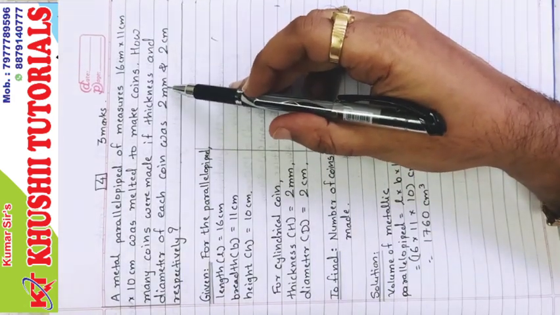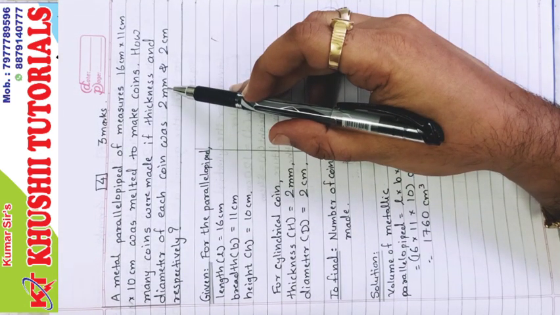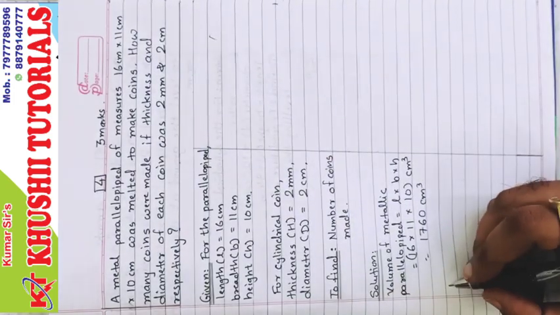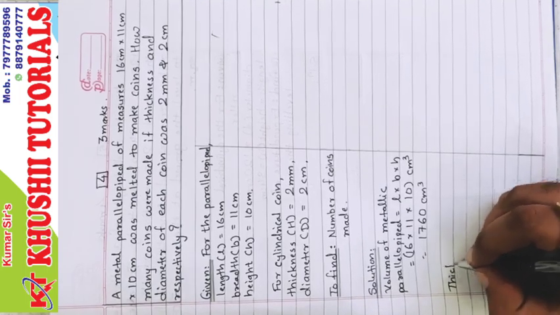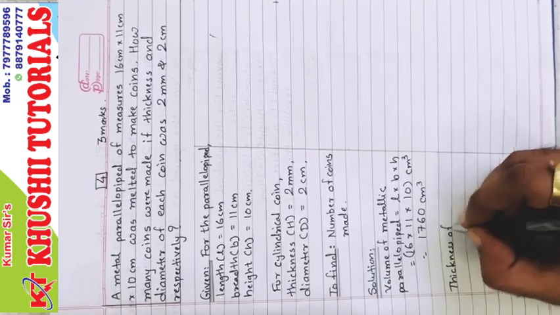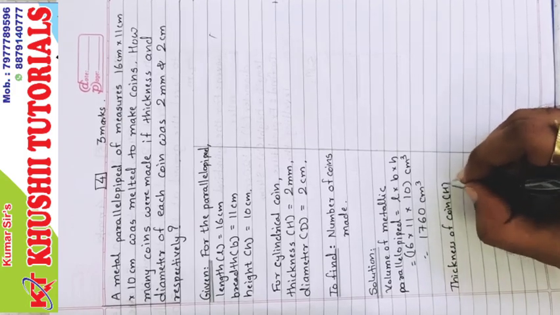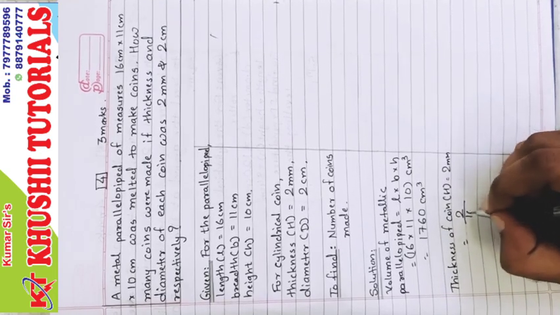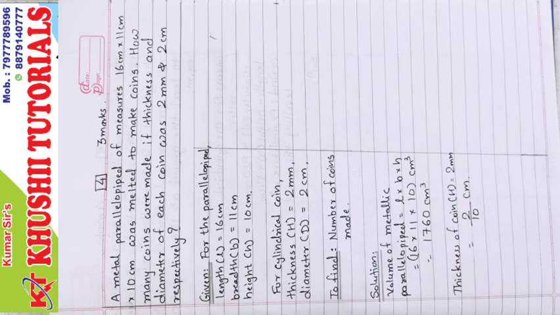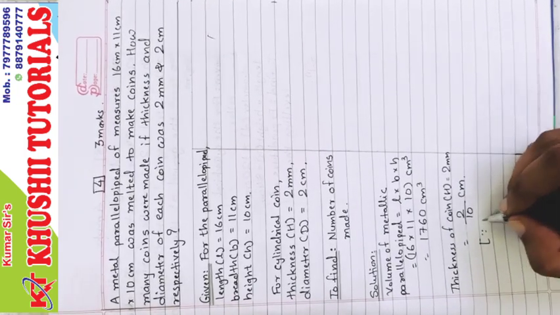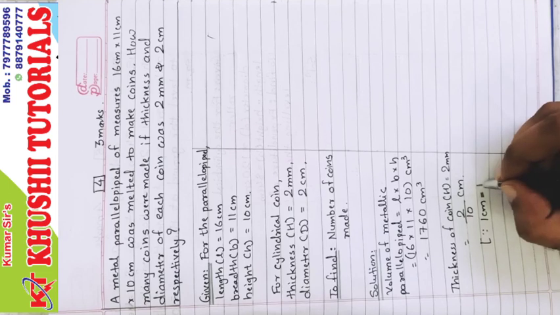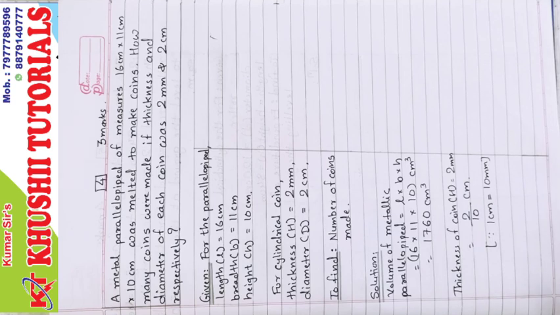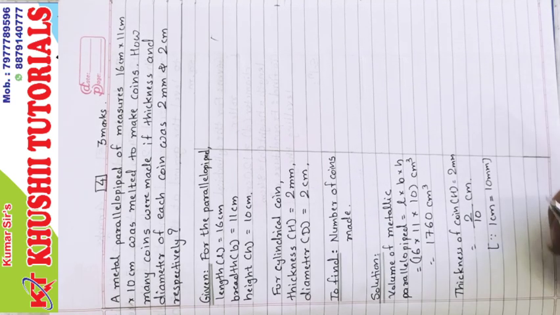Then thickness of coin. Thickness of coin was 2 millimeter and diameter is 2 centimeters. So we have to convert millimeter into centimeters. Thickness of coin, that is called height, 2 millimeter. So 2 millimeter is 2 upon 10 centimeter, because 1 centimeter equal to 10 millimeter, or you can write 1 millimeter equal to 0.1 centimeter. So thickness of coin we got, that is called height.